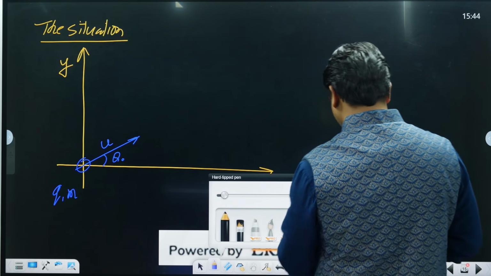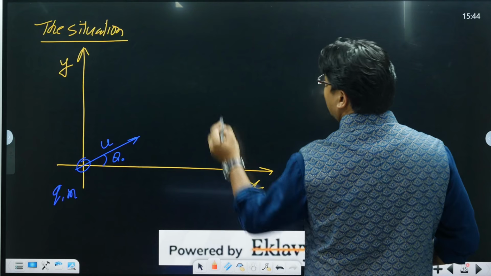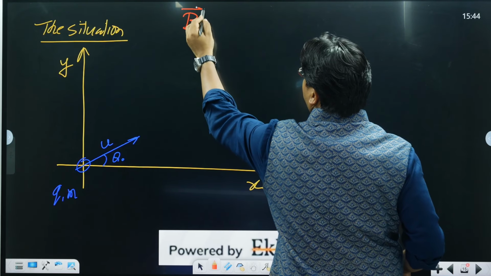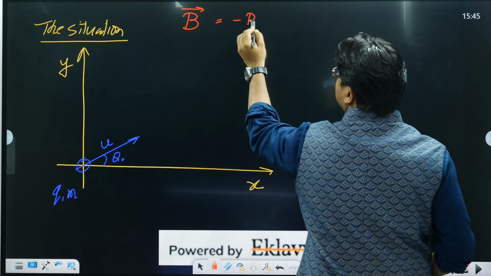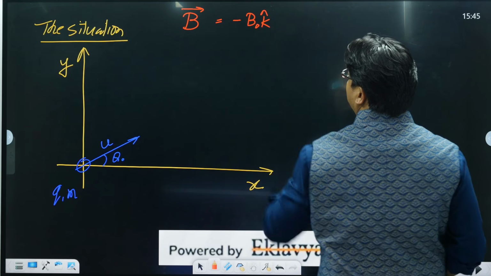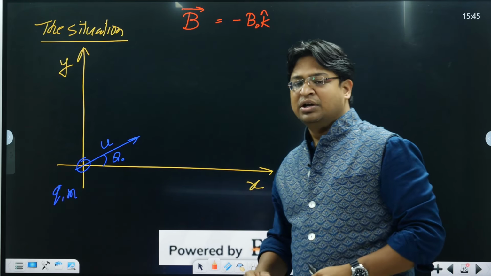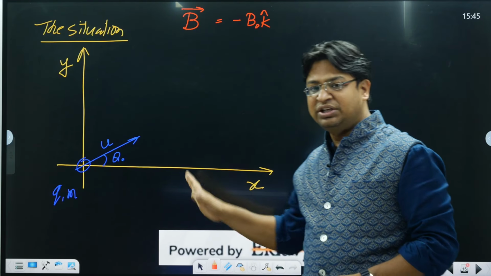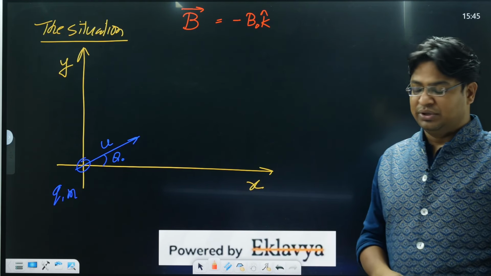So the magnetic field is along negative k direction. We are writing the magnetic field as minus b naught k cap. So the magnetic field is inward. We can draw crosses all over the screen indicating that the magnetic field lines are going inward.